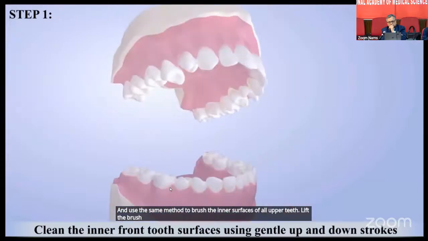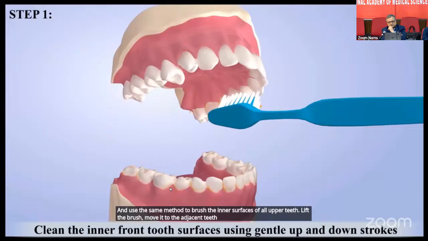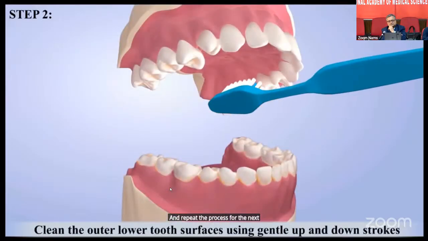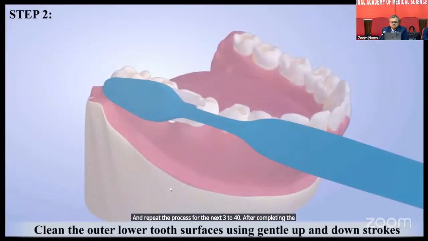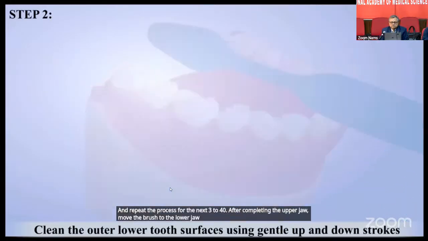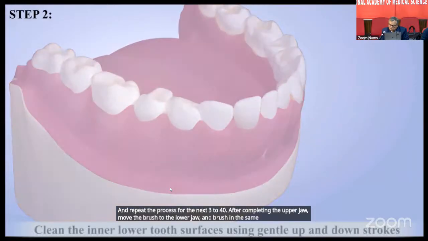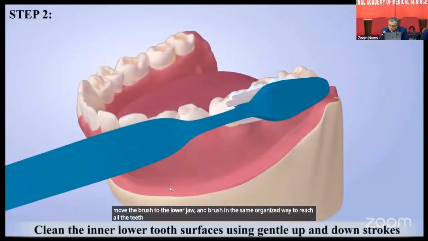Lift the brush, move it to the adjacent teeth and repeat the process for the next 3 to 4 teeth. After completing the upper jaw, move the brush to the lower jaw and brush in the same organized way to reach all the teeth.